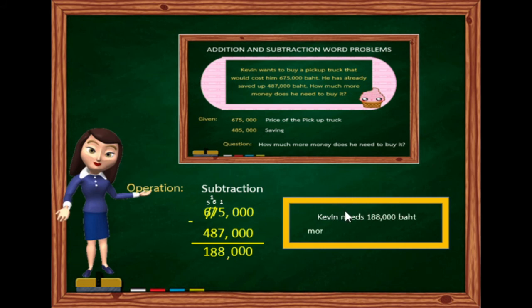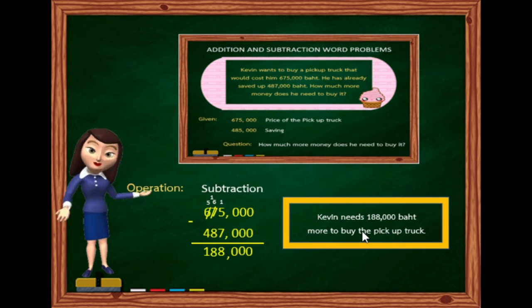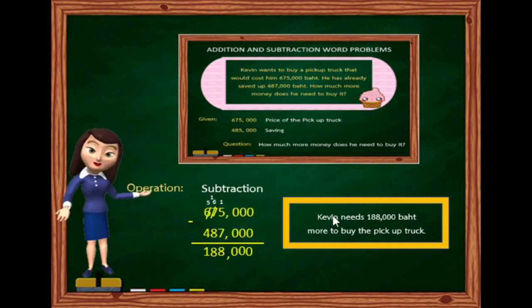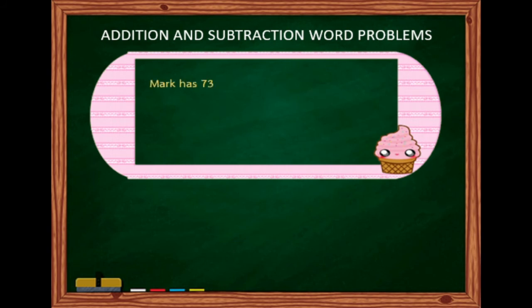So Kevin needs 188,000 baht more to buy the pickup truck. So 188,000 is what Kevin needs to have so that he can buy the 675,000 baht pickup truck. Another problem.